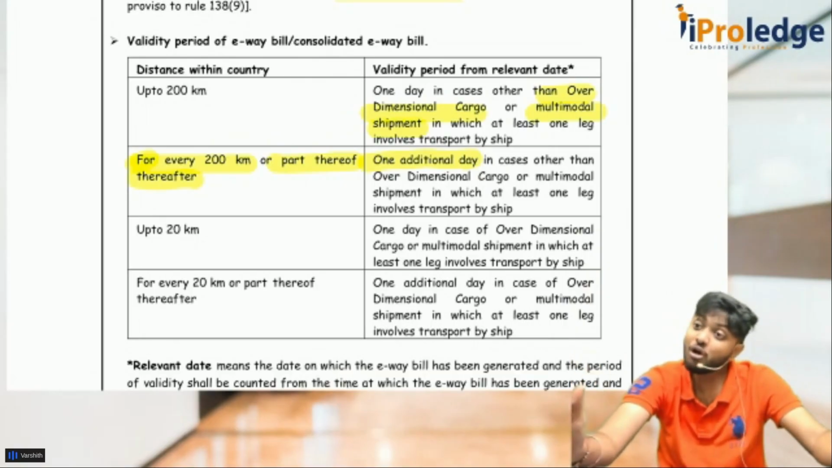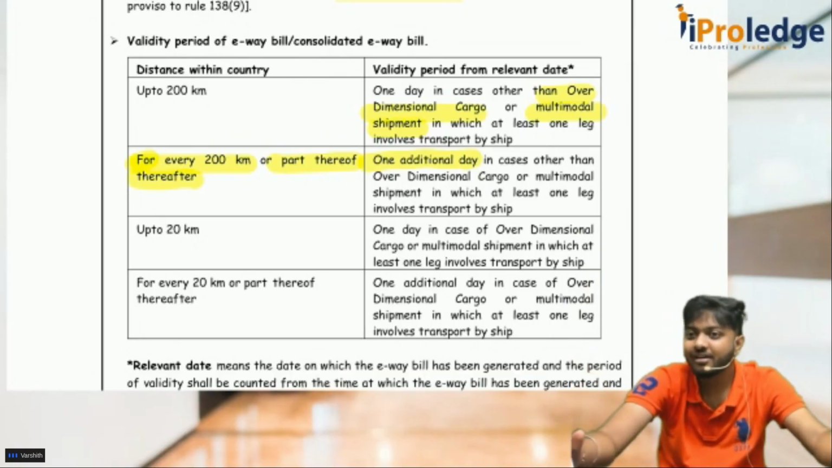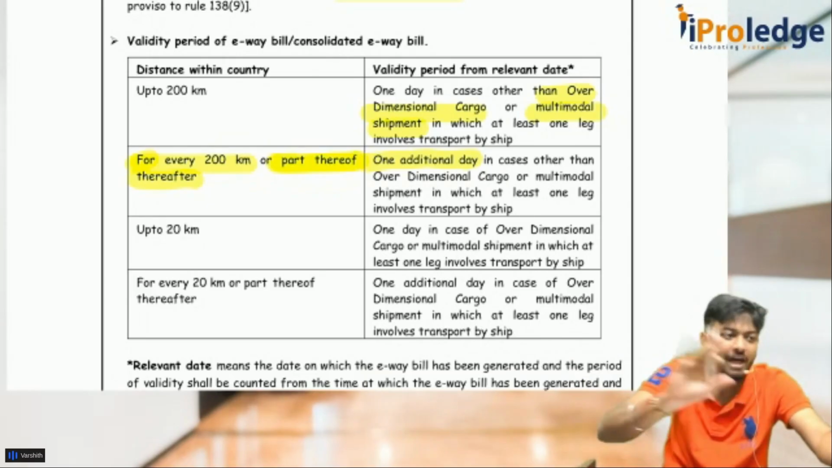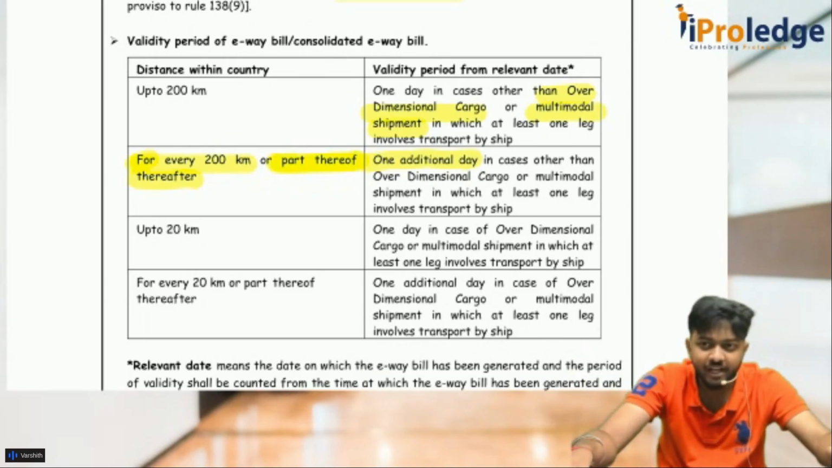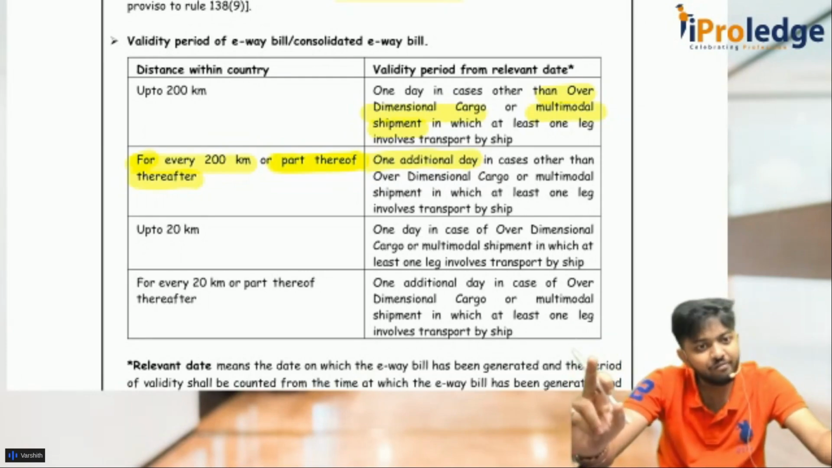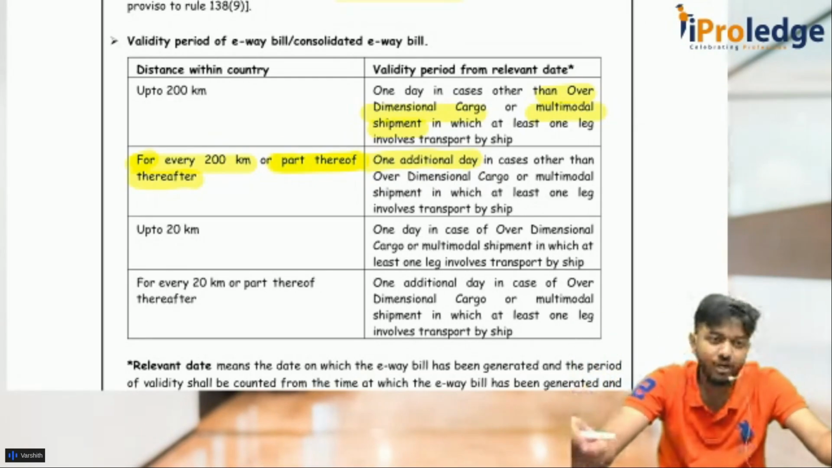If it is 550 kilometers, 2.5? No, they have told 200 kilometers or part thereof. That means even a part will be considered as full. Even if it is 550, 200, 200, the third part is 150. That 150 will be considered as 200 only. One full day will be given.